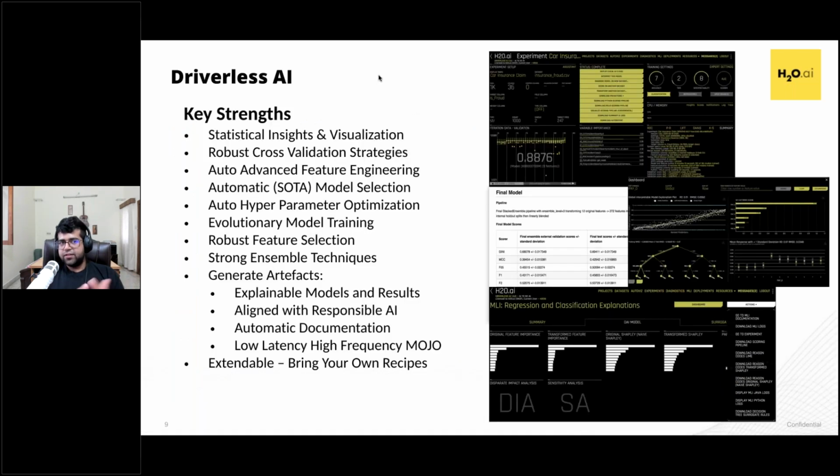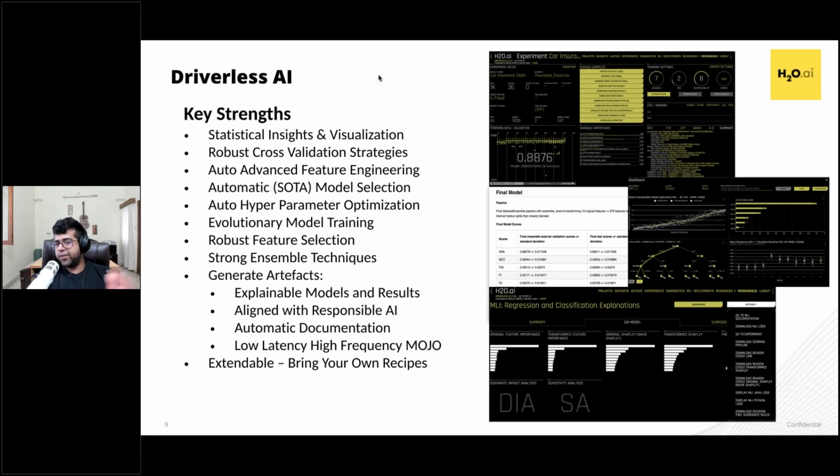A few key strengths of Driverless AI. You can generate insights and visualizations even before you kick off a few experiments. We have taken care of building very robust cross-validation strategies. Our CTO Arno likes to call it a grandmaster in a box, and essentially whatever you may expect from a Kaggle grandmaster are the key strengths of Driverless AI, since we have a lot of grandmasters that actually work behind the scenes on this. There's auto advanced feature engineering.